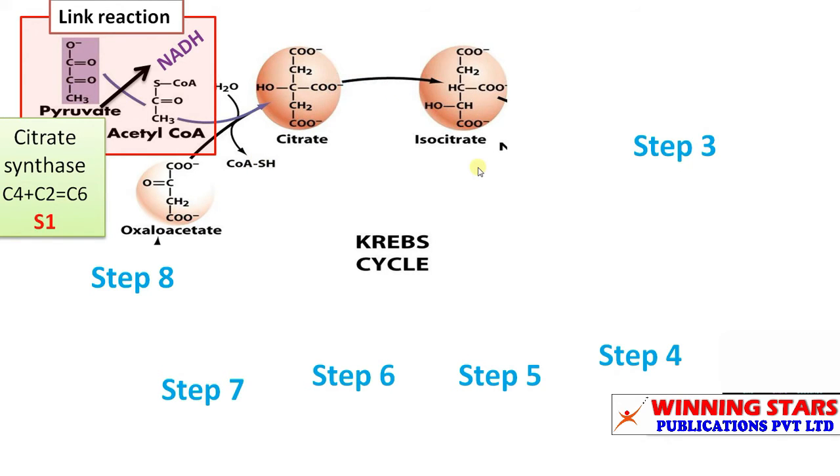In step 2, citric acid is converted to isocitric acid and the enzyme involved is aconitase. Actually, this is a 2-step reaction. First, citric acid is converted to cis-aconitic acid, which is an unstable compound, by dehydration or removal of water. Then this cis-aconitic acid is converted to isocitrate or isocitric acid by hydration. The enzyme involved is aconitase in both the reactions.